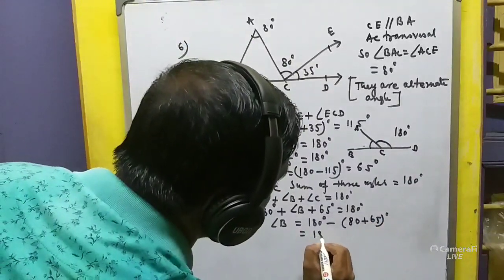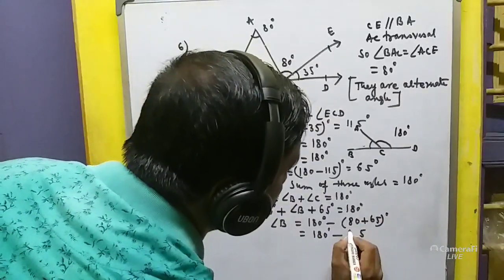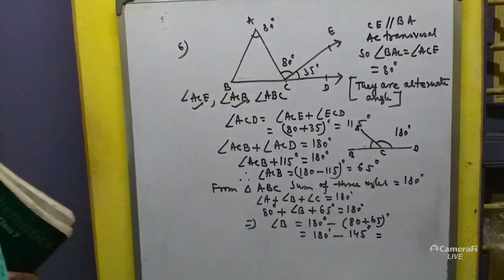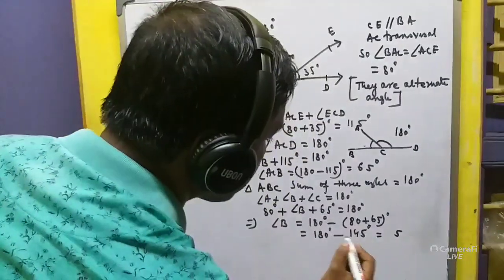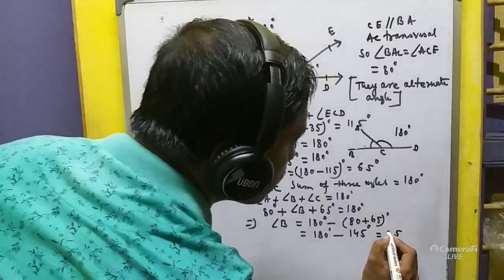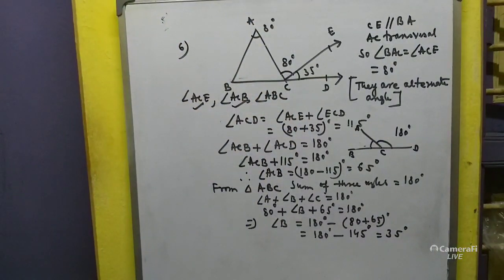So 180 minus 145 degree. So 35 degree is the angle. So in this way you can do the math. It's very easy math. Do it.